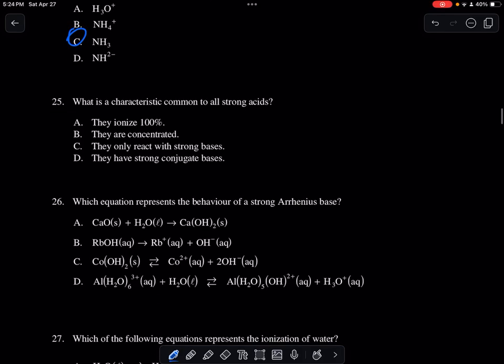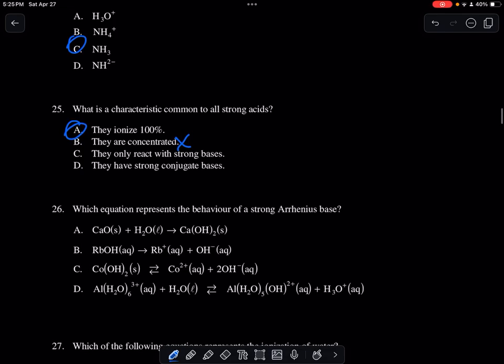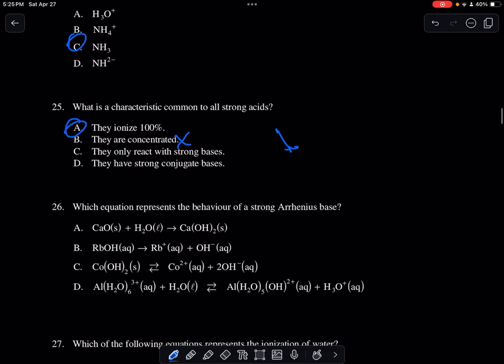Which of the following is characteristic to all strong acids? Well, this is not necessarily true, you can have dilute strong acids, but the actual correct answer is that they ionize 100%. That's what makes an acid strong, because weak acids, we give them Ka values, and the Ka values are typically less than 1. That's because they don't ionize 100%.